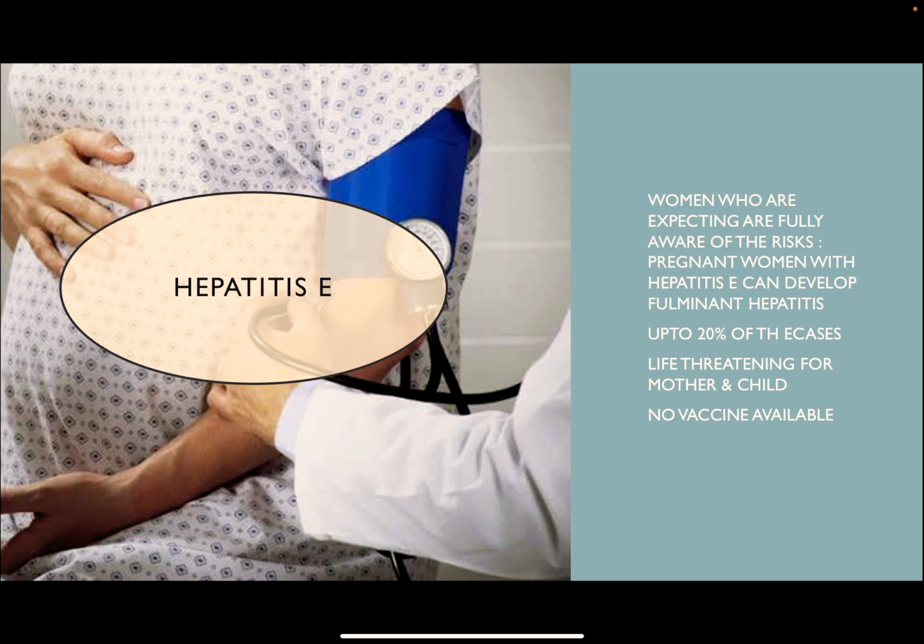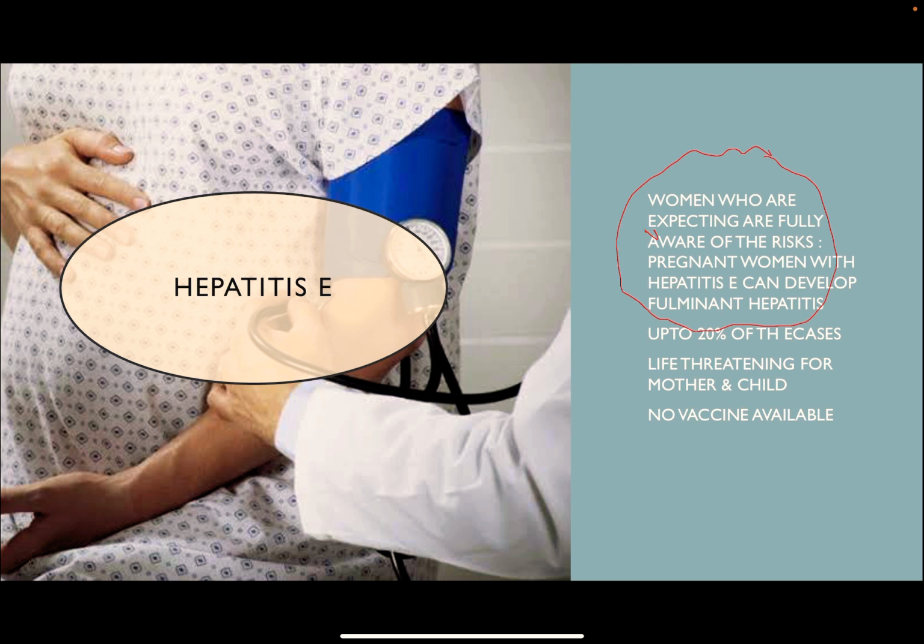Now we come to the next kind of hepatitis virus, that is hepatitis E. As you see in this picture, we've shown a pregnant lady, and the reason we did that is because hepatitis E is similar to hepatitis A. It causes a mild infection too, and it does not cause chronic infection. However, if a woman who is expecting catches the virus, then she can get fulminant hepatitis. For that, we have a small mnemonic here too, which says women who are expecting are fully aware of the risks. Pregnant women with hepatitis E can develop fulminant hepatitis.